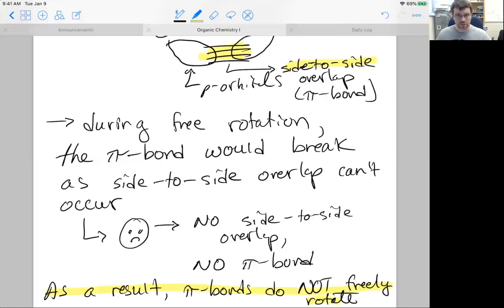Okay, so that's a really good segue into our next topic, which is conformational isomers. I guess I suggested we get there now, but just going through this, it seems like let's just talk about free rotation before we move on to conformational isomers.